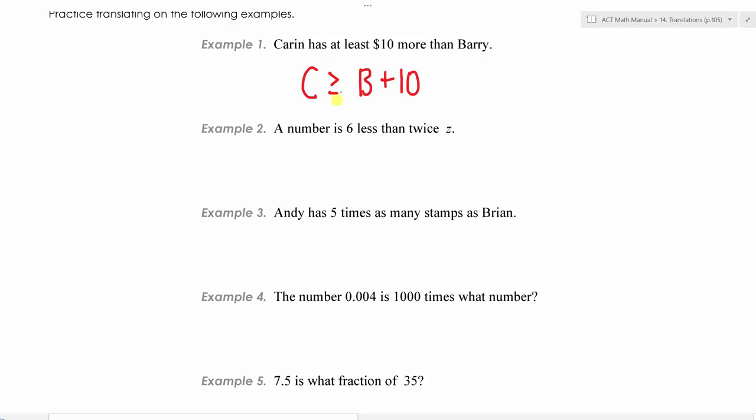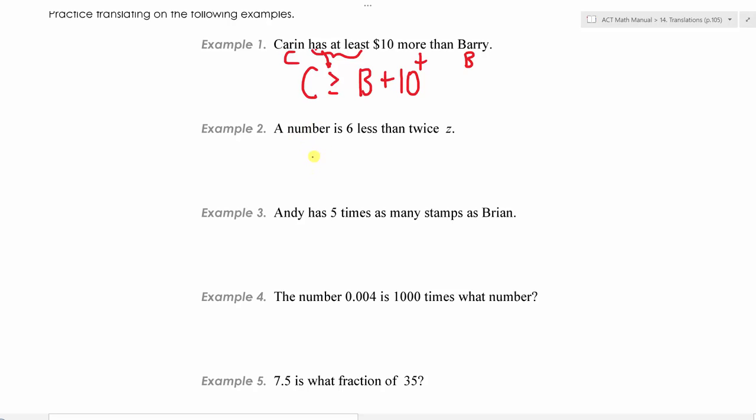The has, well, actually this entire phrase, has at least, would translate to the greater than or equal to. The more than would be 10. Karen, I'm throwing in a C. Barry, I'm throwing in a B. So again, Karen, C, greater than or equal to Barry, B, plus 10. That's how that would translate.